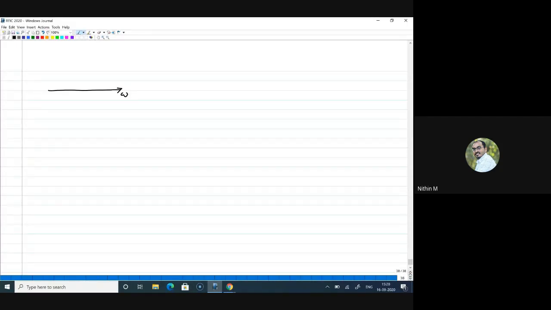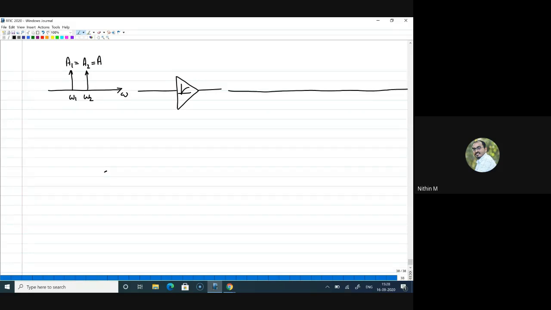So this is omega. These are two signals here, say at omega 1 and omega 2, with amplitudes a1 and a2. For the time being, I'll consider that a1 and a2 are both equal to a. That is applied to a nonlinear system, and at the output I am looking at the intermodulation terms.